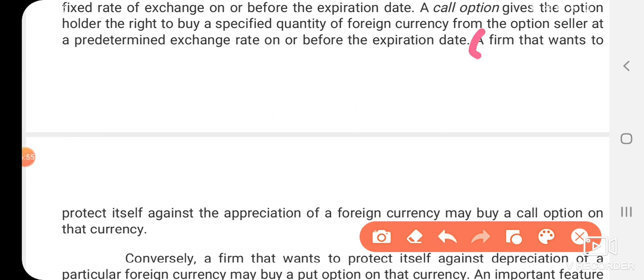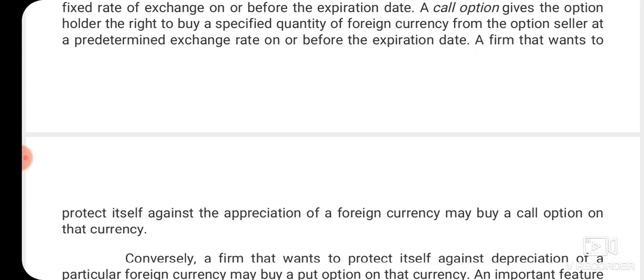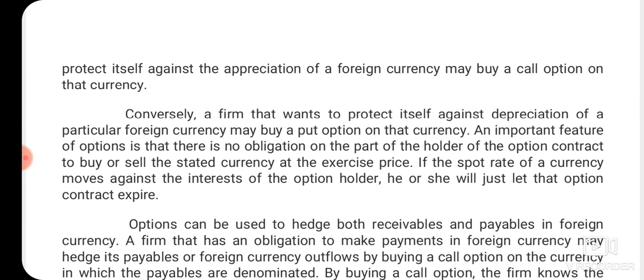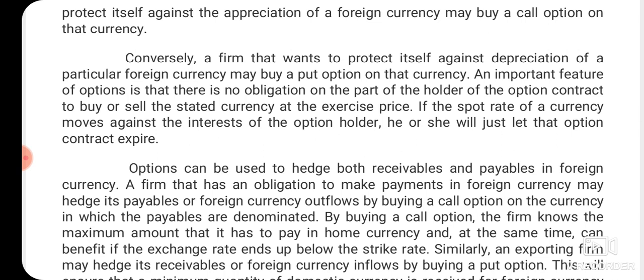A firm that wants to protect itself against the appreciation of a foreign currency may buy a call option on the currency. If the foreign currency appreciates, automatically our home currency has been burdened. So in such a situation they will buy a call option. Conversely, a firm that wants to protect itself against depreciation will use a put option.